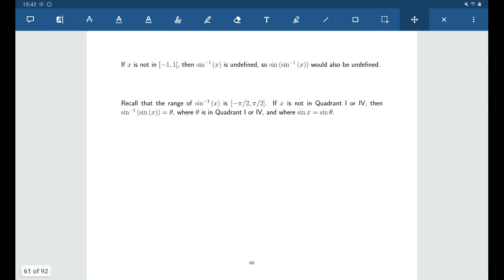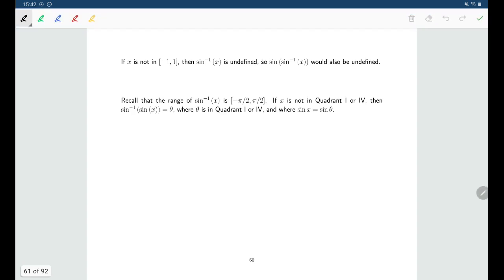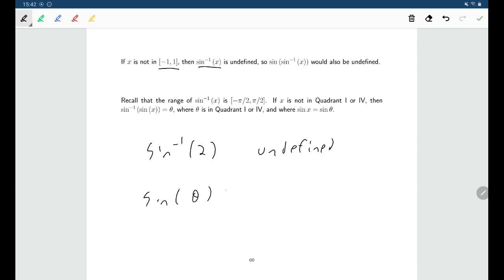Now, of course, there's the obvious, which is if x were not in that restricted domain for sine inverse of -1 to 1, then sine inverse would be undefined. So for example, sine inverse of 2 is undefined, and that's because there's no angle where sine of theta is equal to 2. There's no answer to that. What is the angle where sine of theta is equal to 2? Which means sine inverse of 2, there's no angle that corresponds to it.